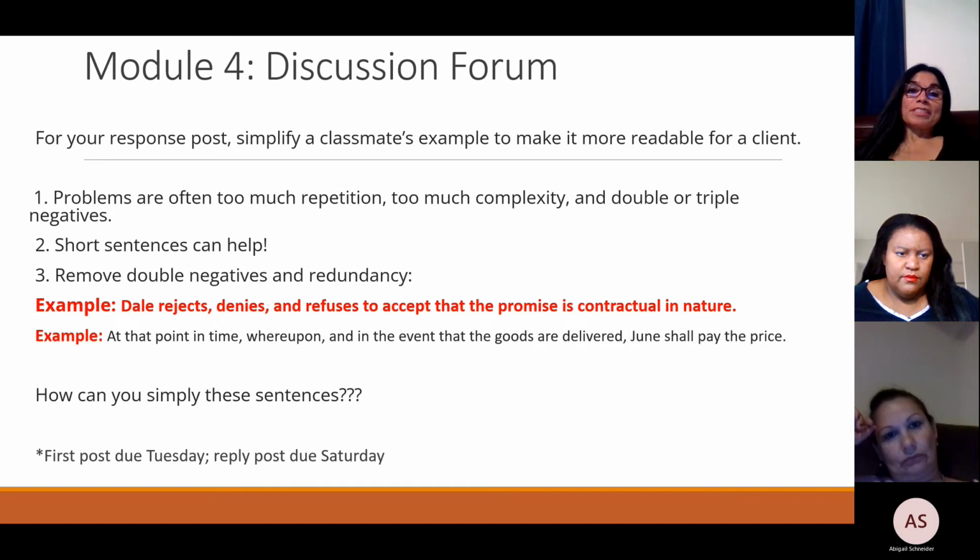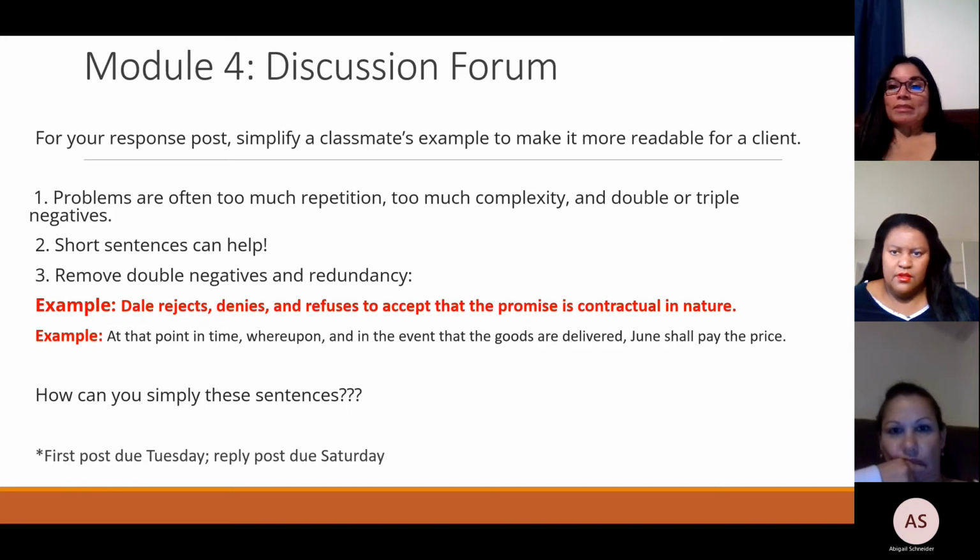Dell refuses to accept the promise. Instead of using "denies," just use one of them. Exactly. Dell refuses to accept that the promise is contractual. So yes, the modern trend is toward simplification.